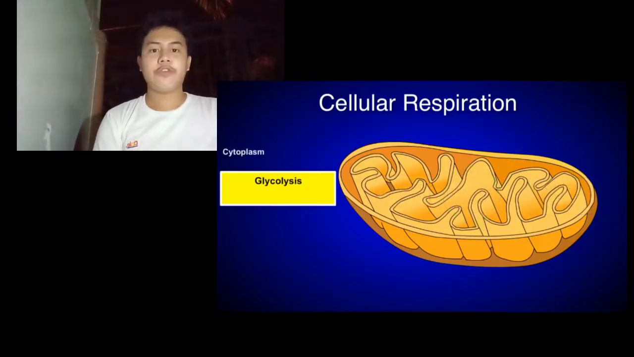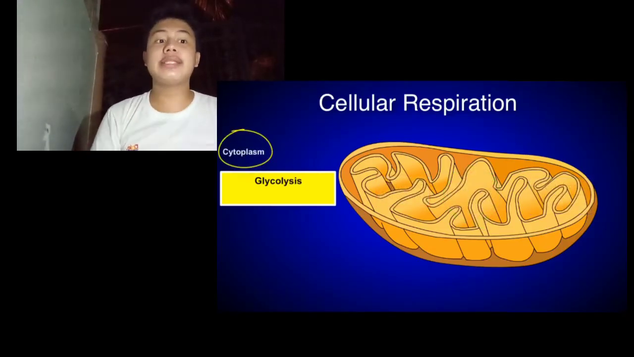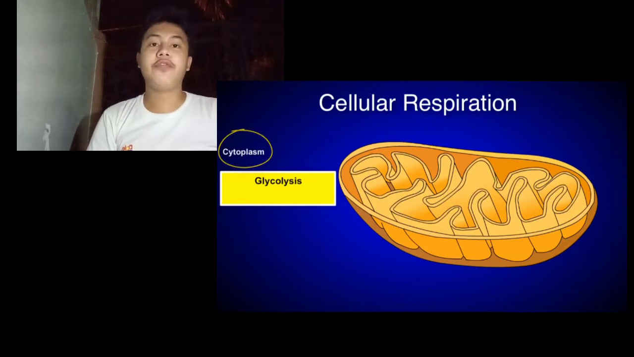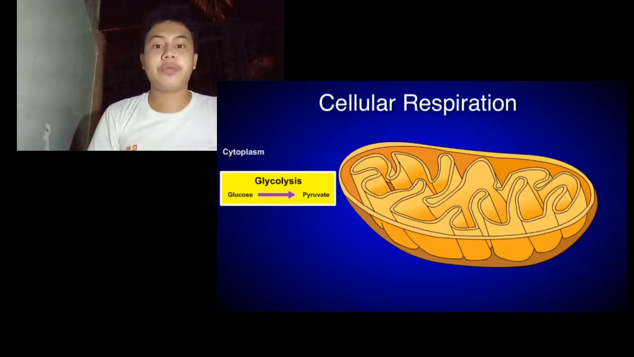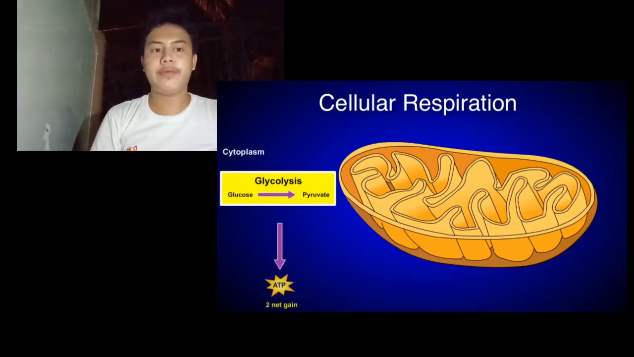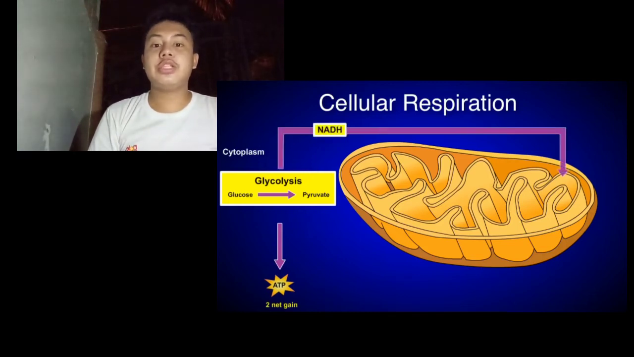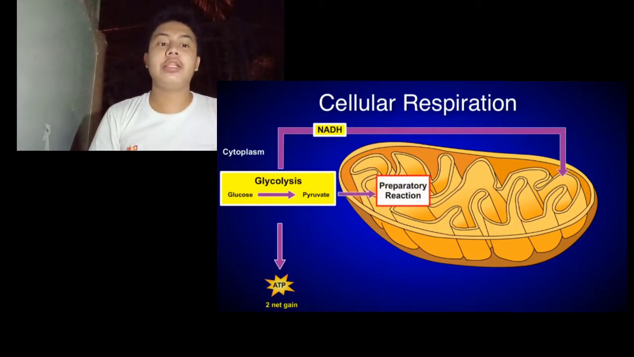The first stage, glycolysis, occurs in the cytoplasm outside of the mitochondria. During glycolysis, enzymes break down glucose into two molecules of pyruvate. In this process, two ATP are produced and NADH is released to be used in a later step of cellular respiration.